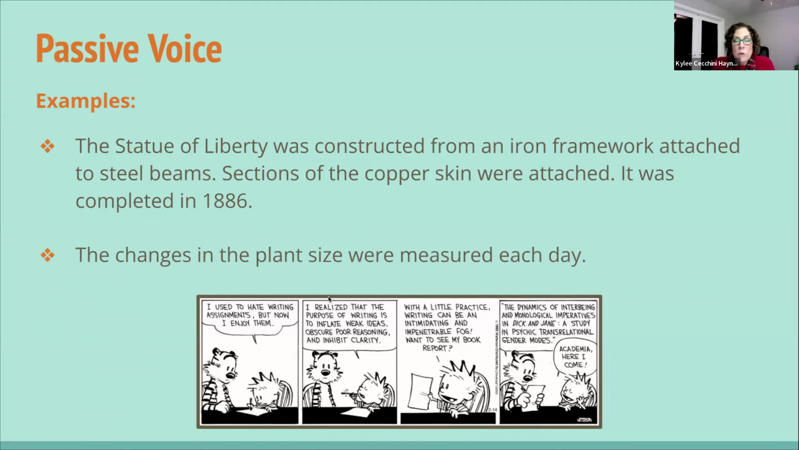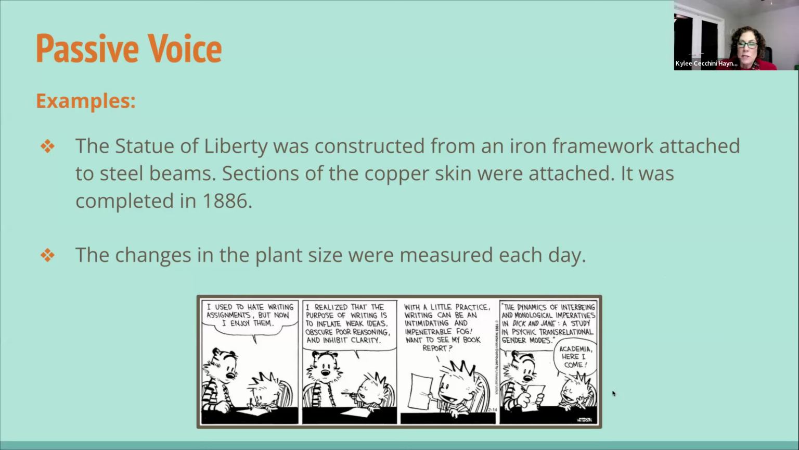Who measured them? I don't know. We don't know who did it. So thus it's passive. The subject is being acted upon by, you could say who did it. The changes in the plant size were measured each day by the students. But you'll notice that "by the students" is a prepositional phrase. Who does it gets buried into a prepositional phrase.